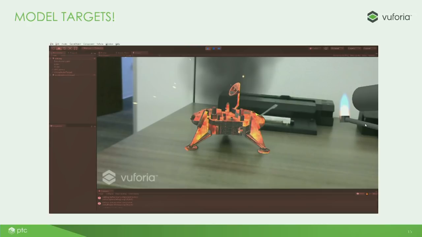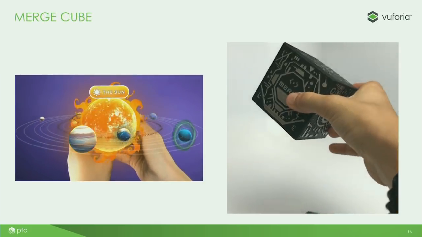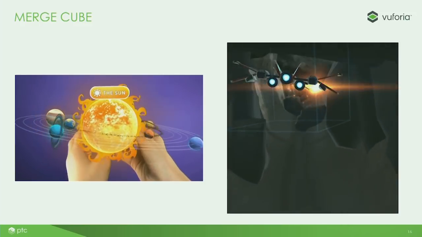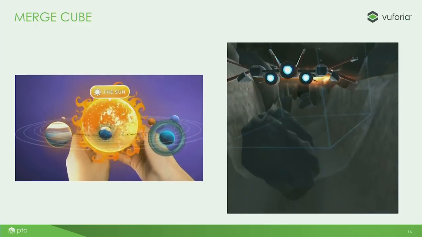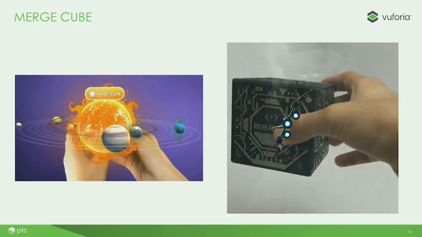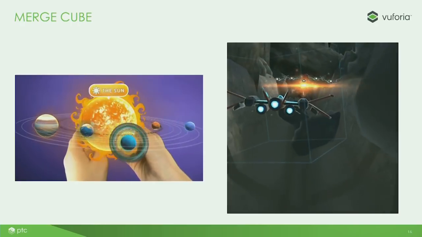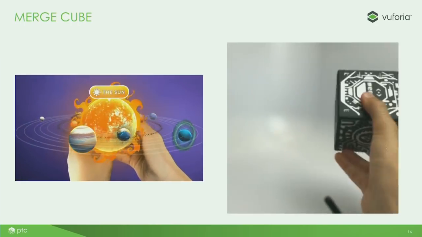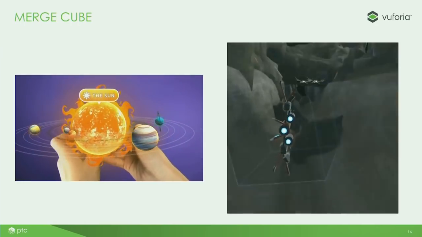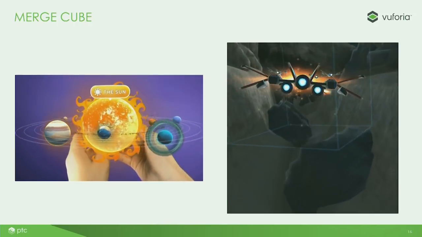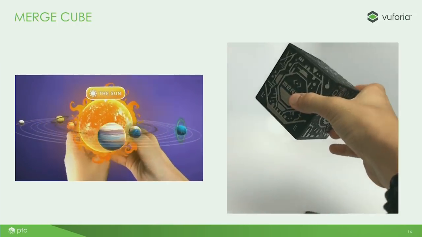And here's another example of our cuboid target, our multi-target. This is one of our customers that creates this cube object, a Merge Cube, and they sell it in stores. In the US, and I'm not sure if they're selling it in Japan yet, but I'm sure it's in their plans.